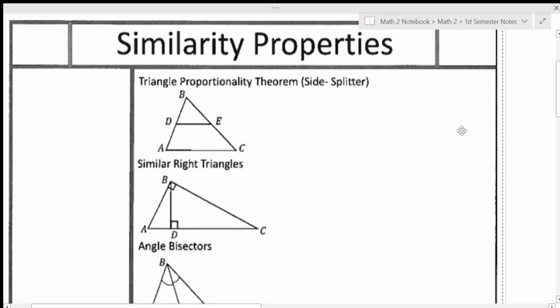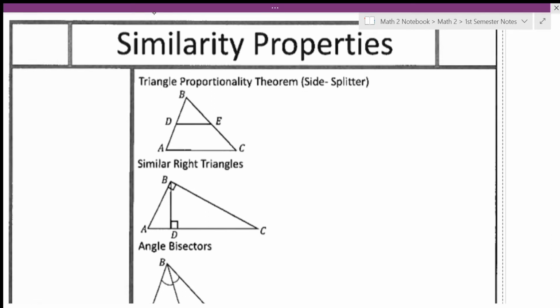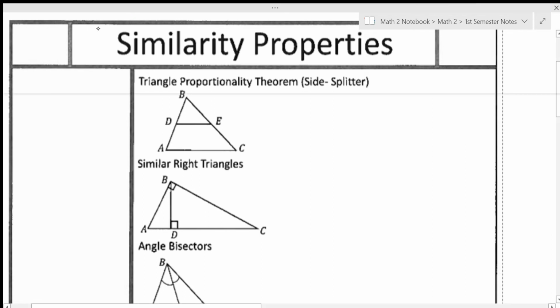Alright, here are our 5.6 notes, you guys, and we are going to deal with similarity properties. I'm specifically working on dealing with proportions. We have a couple different theorems here that we are going to identify and then do some problems with. So first we have what's called the triangle proportionality theorem, aka side splitter.